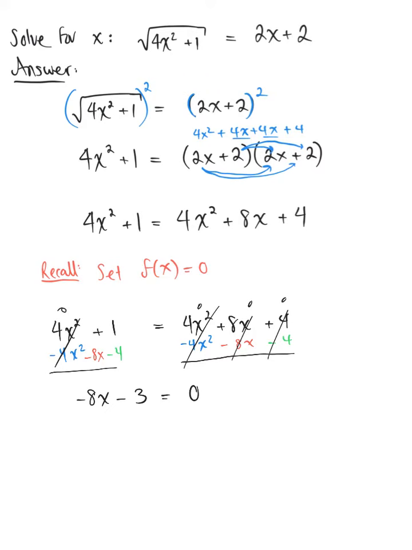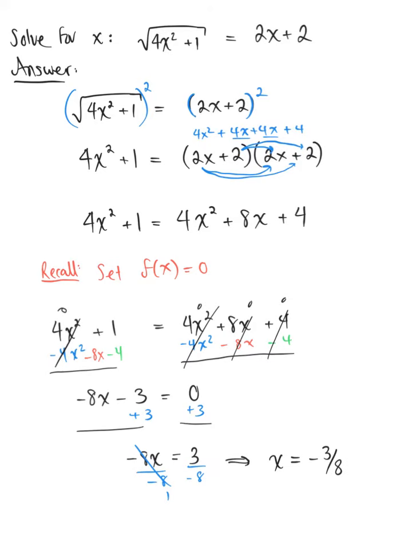So continuing with our solving here, we're going to add 3 to both sides of the expression, leaving us with minus 8x is equal to 3. And then last but not least here, we'll divide both sides by negative 8. So negative 8 divided by negative 8 is 1, leaving us with a beautiful final answer of negative 3/8.